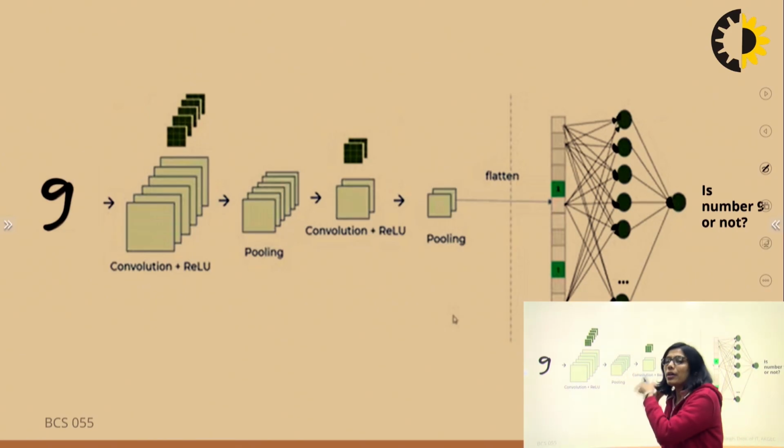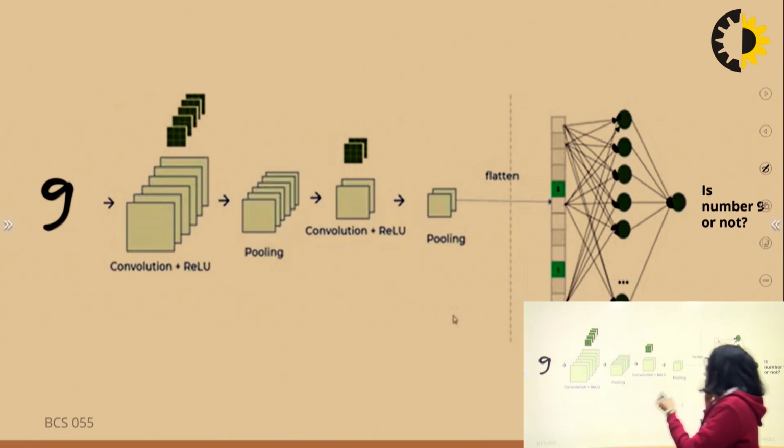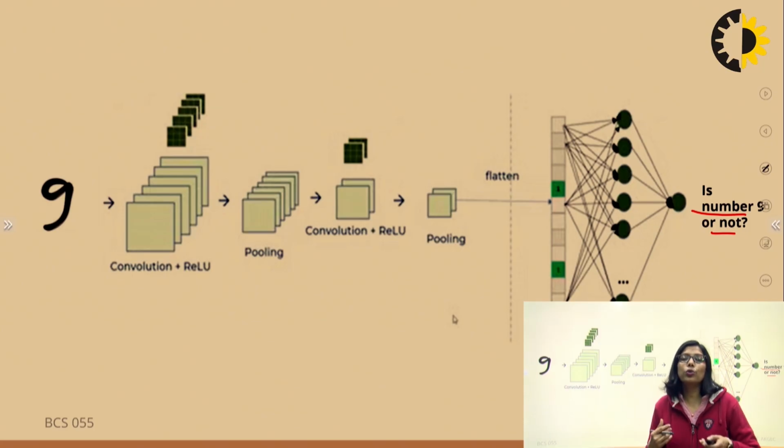Once all my features have been identified and the size is also reduced, I flatten the matrix into an array, and I feed that into my normal neural network, which is known as a fully connected neural network. And then at the end, I will be able to find out whether the number is 9 or not. So this is a very simple way by which we can use a convolutional neural network to identify numbers. There are many algorithms based on this CNN which are used in identifying various images. So that's all for now. Thank you.